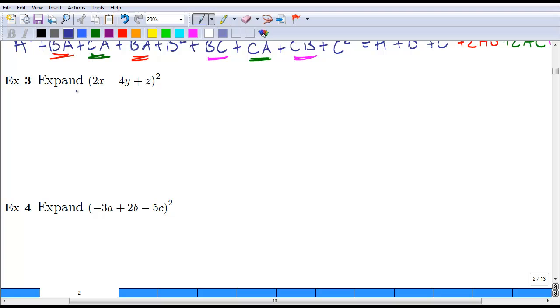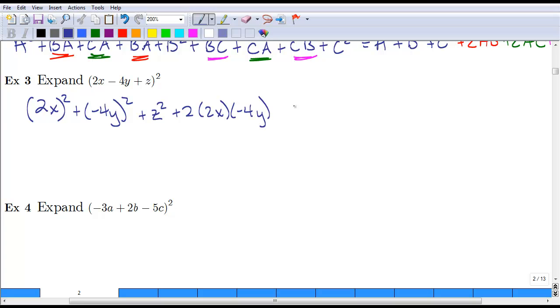So in this case, we end up with the first one squared, which would be 2x squared, plus negative 4y squared. Notice here that I put the negative inside the parentheses so that we know to square it, plus z squared. Then we have to double all of the pairings. So we have plus 2 times 2x times negative 4y, plus 2 times 2x times z, plus 2 times negative 4y times z. And notice that I put a line through my z so I don't confuse it with the 2's.